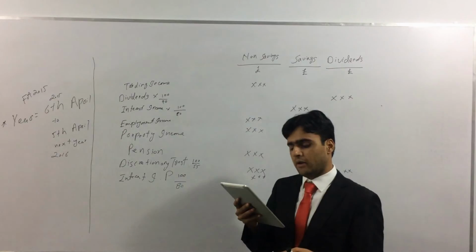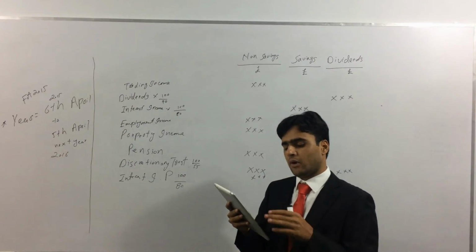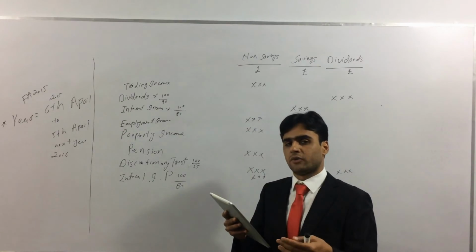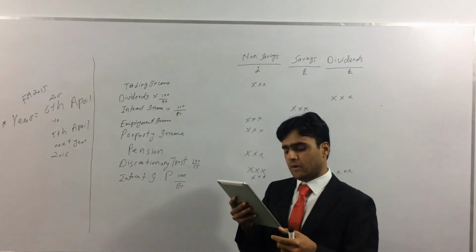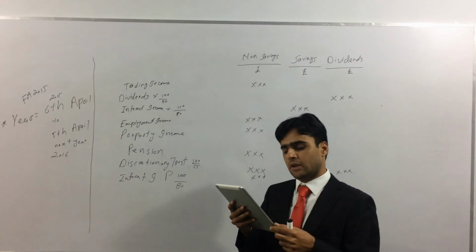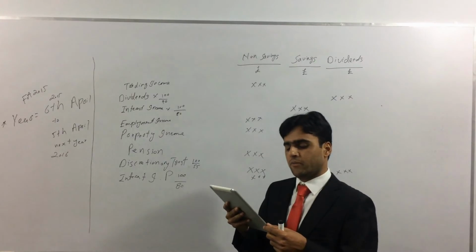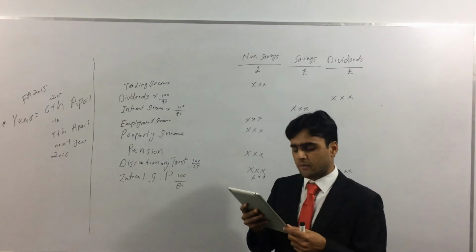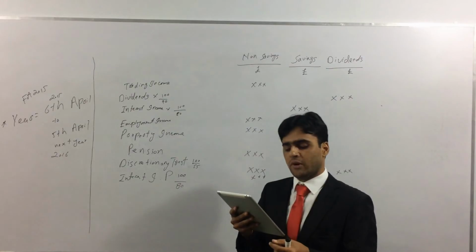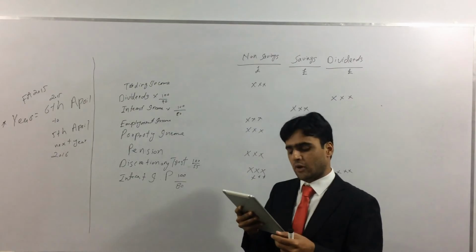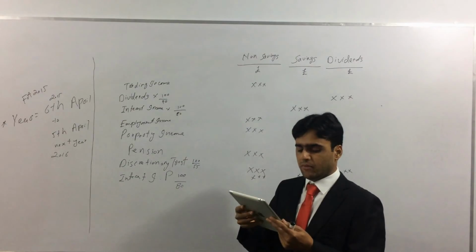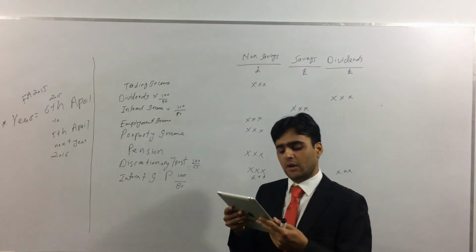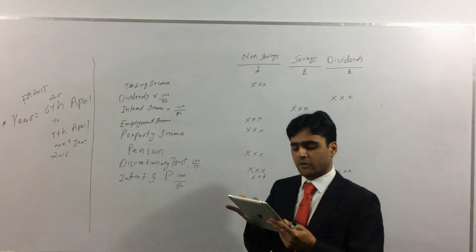Right. And the next band is the higher rate band. It will also start from the point where the last band ended. So the last band, which was the basic rate band, ended at 31,785, and the higher rate band will start from 31,786, and it will be up to £150,000.